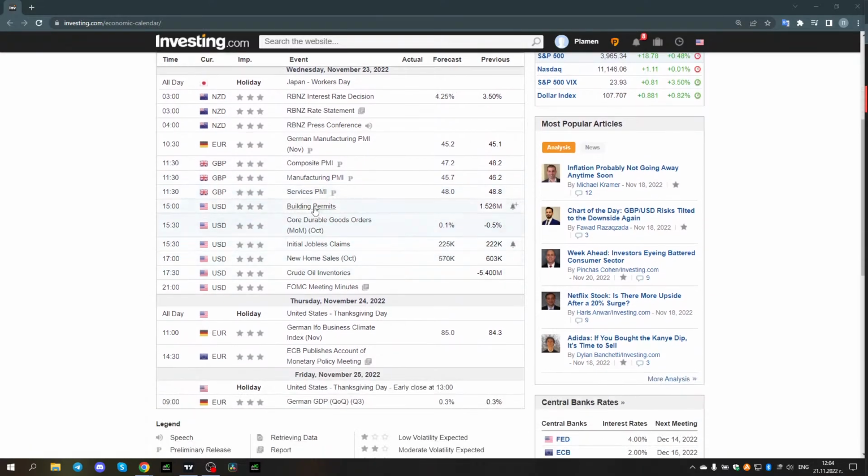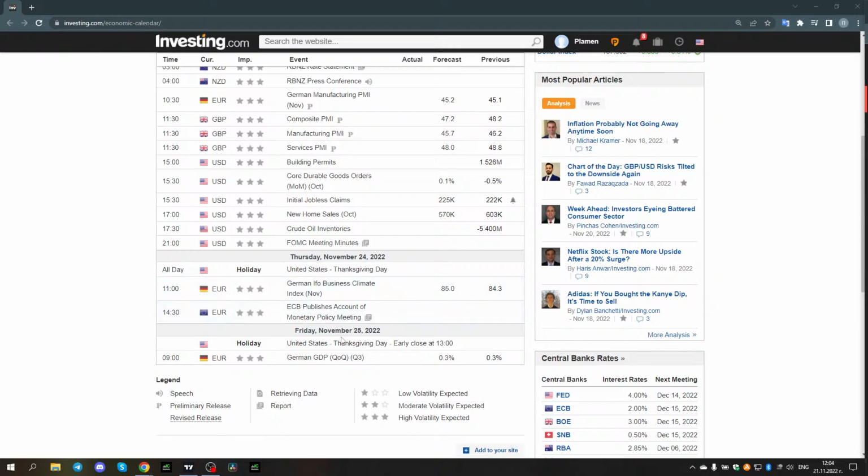PMI. And for the US dollar is the building permits, the initial job claims, and the new home sales. So if you have trades on Wednesday, you must be careful when the news comes up. Another important meeting is the FOMC meeting minutes. So again, be careful. This news can create some movements. On Thursday and Friday, there are no important news.